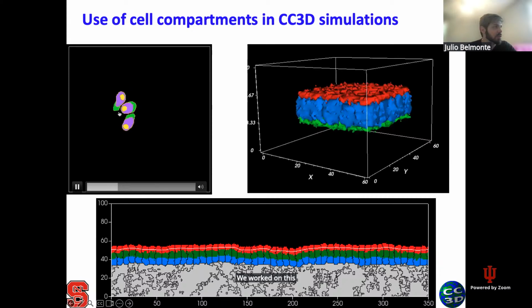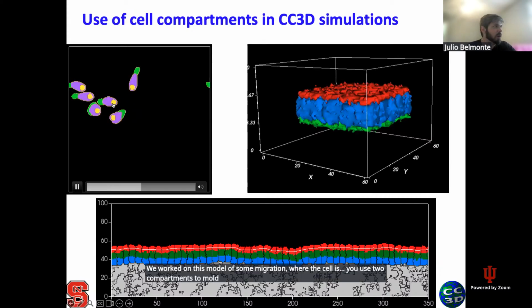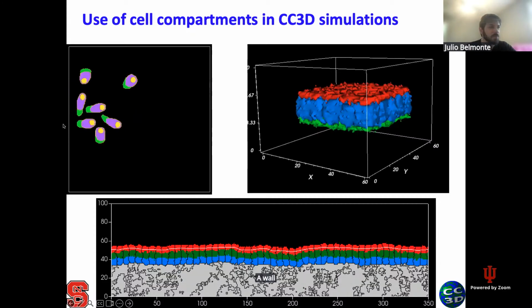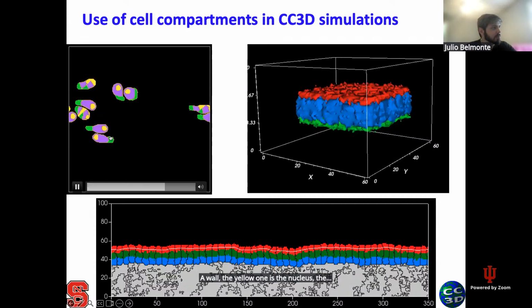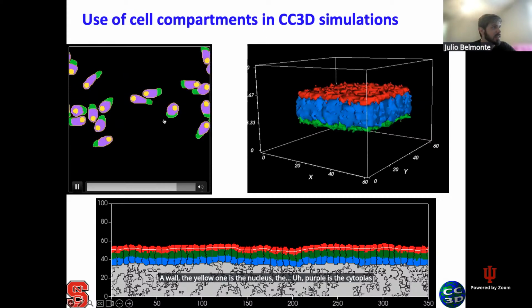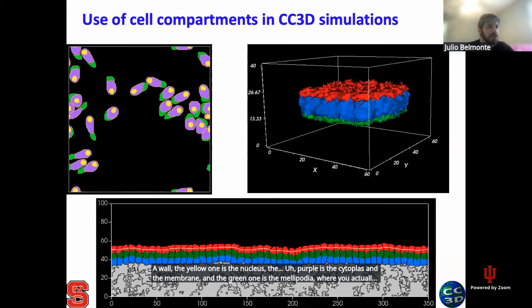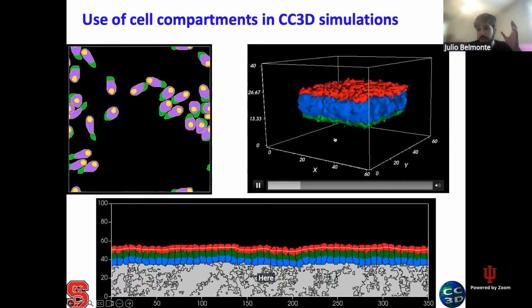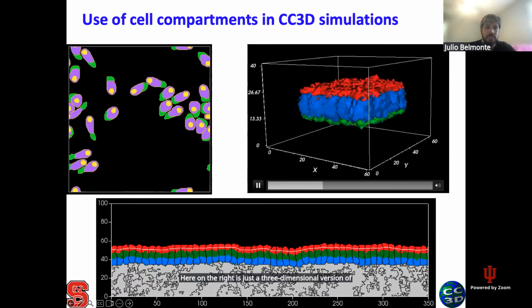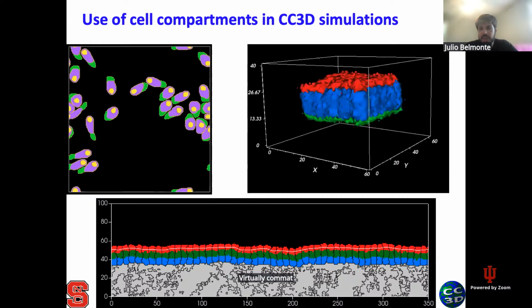We have already seen a few examples of that yesterday morning, and we worked on this model of cell migration where you use compartments to model each cell. The yellow one is the nucleus, the purple is the cytoplasm and the membrane, and the green one is the lamellipodia, where you actually add the forces to make them move.